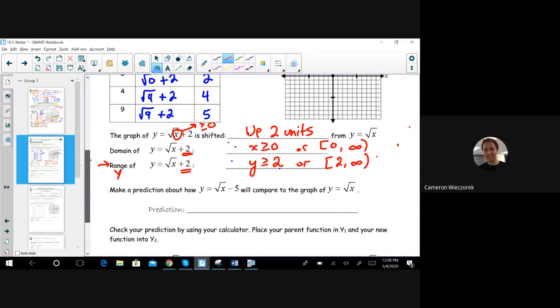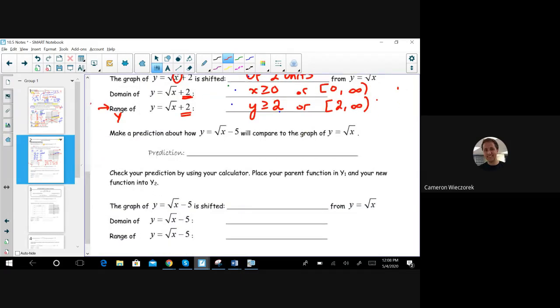All right, so make this prediction. What do you think is going to happen if we have rad x minus 5 on the outside? What do you think that's going to do to the graph of the parent function? So put your prediction like you did for the last one. And then we're going to check this one with the calculator.